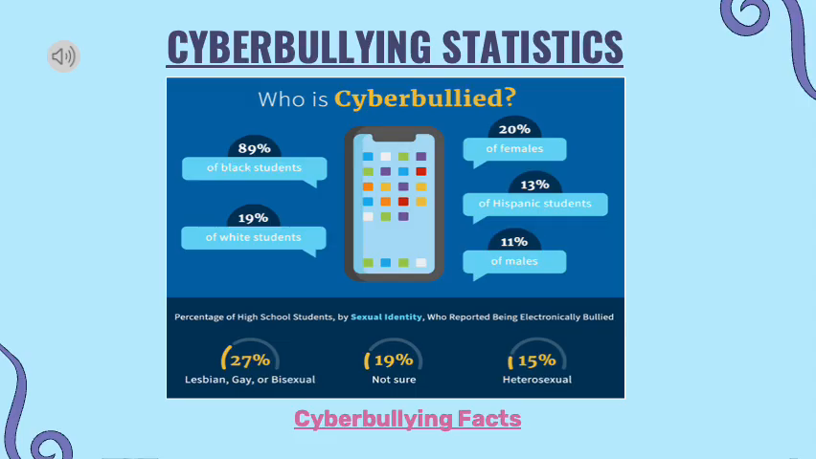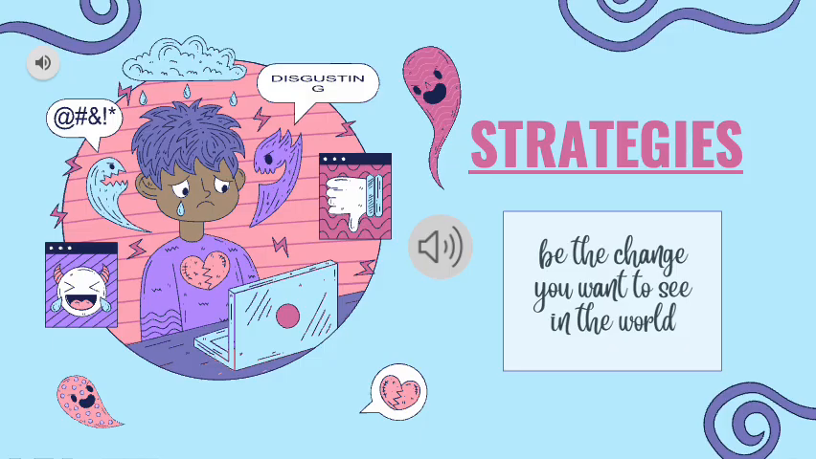Students are also cyberbullied by their sexual identity. 27% of lesbian, gay, or bisexual students, 19% not sure, and then 15% of heterosexual students. Also, the link provided gives us more facts about cyberbullying. Please continue to the next slide for strategies against cyberbullying.